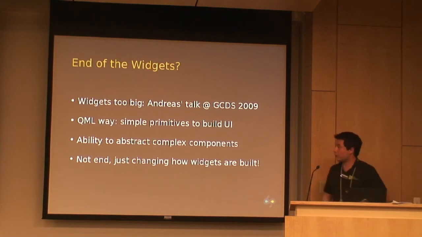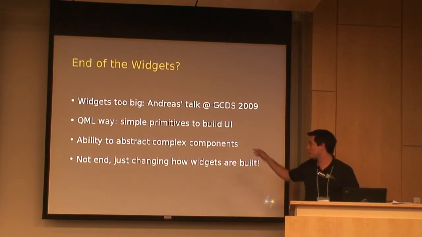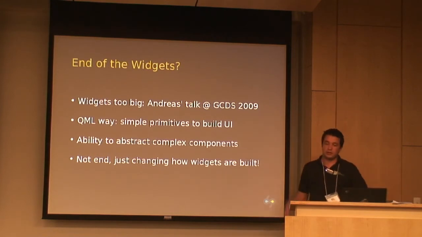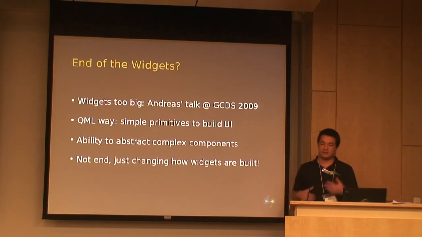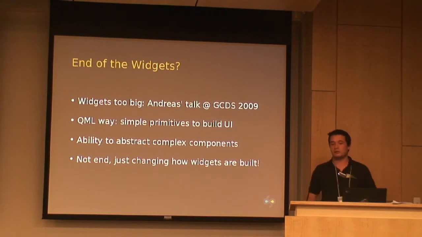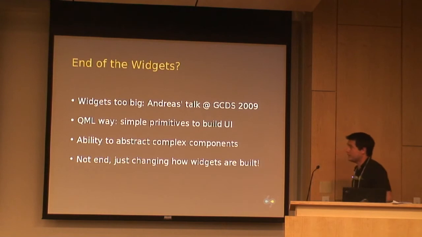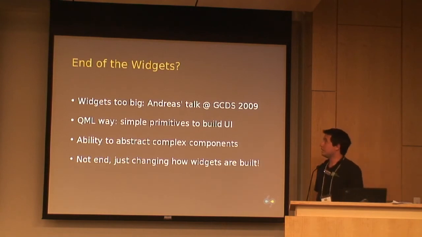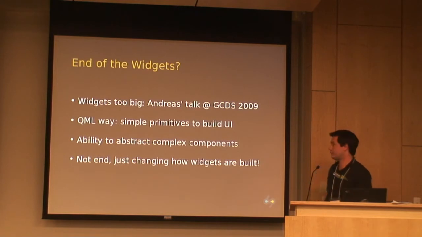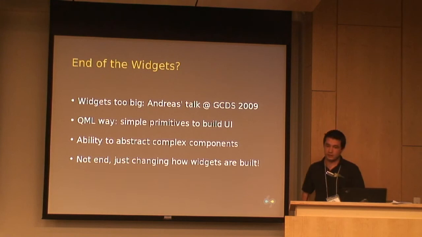But QML also provides the ability to abstract complex components. You can take a very complex part of the interface, put it in a box and use it in another interface. So in the end, it's not a matter of widgets dying, but we are changing the way that widgets are going to be built.